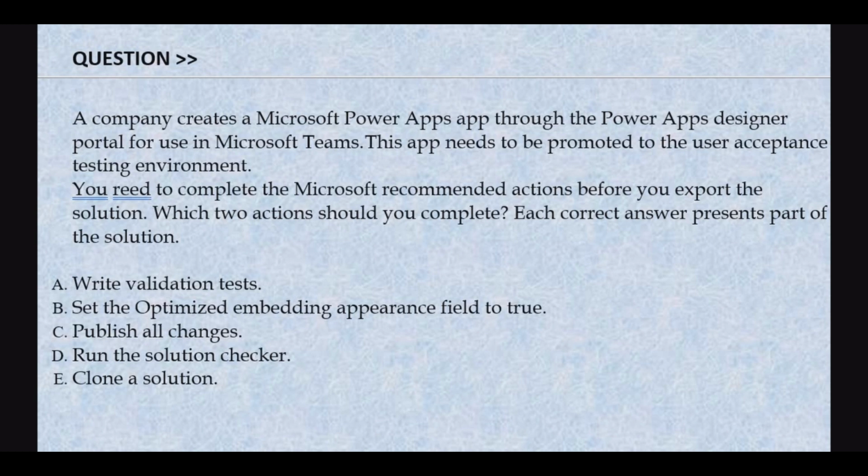Option A, write validation tests. Option B, set the optimized embedding appearance field to true. Option C, publish all changes. Option D, run the solution checker. Option E, clone a solution. Correct answer is options D and E.